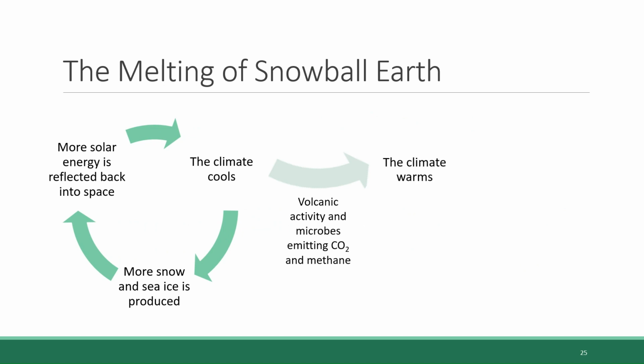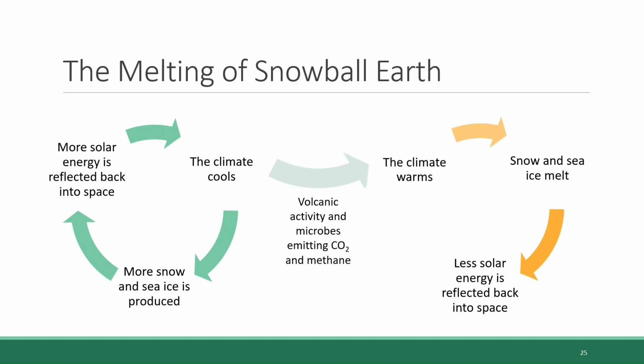Why would CO2 and methane cause the climate to warm? We'll talk about that in just a moment when we get into the greenhouse effect. But the impact of a warming climate would be that the snow and sea ice would start melting, which would then lower the albedo of the Earth because there would be more open ocean and less ice. And this means that less solar energy would be reflected back into space, and more of it would remain part of the Earth system. And this would lead to the further warming of the climate, which would melt even more snow and ice, and so on. So the positive feedback loop works in the warming direction as well as in the cooling direction.